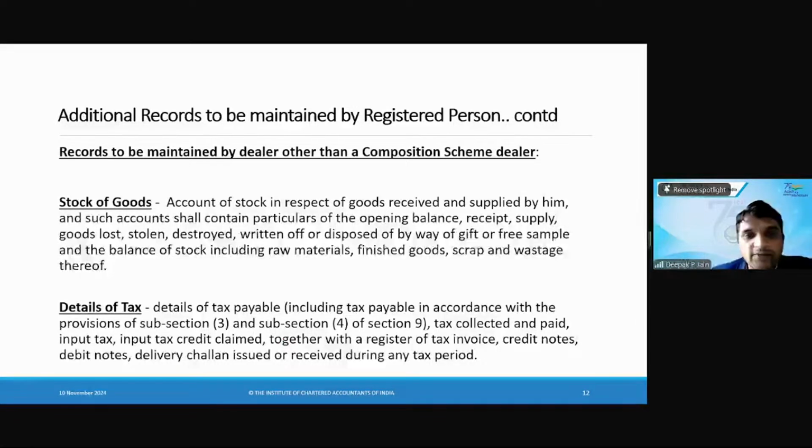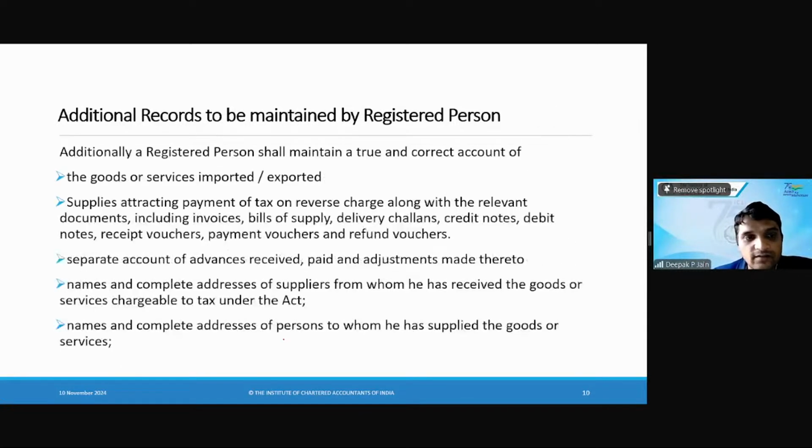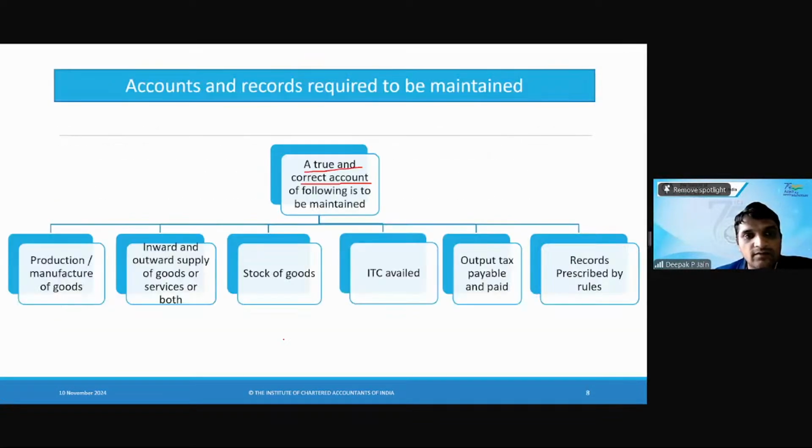So let's recapitulate, for a registered person, कौन से रिकॉर्ड्स मेंटेन करने हैं. First is production, manufacturing of the goods, inward and outward supplies of goods or services, stock of your goods, ITC availed, output tax payable and paid.